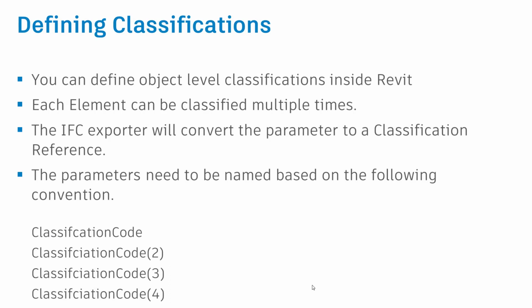These can only be defined at object or elemental level using the exporter, but each object or element can belong to multiple IFC classifications. You can define multiple classification references, and to do so, it's using this convention at the bottom. For the first one that you want to define, the parameter name is called classification code. For the second one, it's classification code 2 in brackets, and 3, 4, 5, and you can carry on. Do note that there is no classification code 1. The parameters do need to be named like this currently.